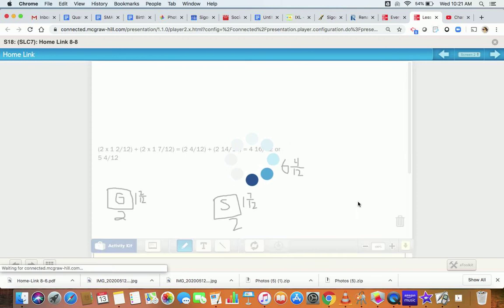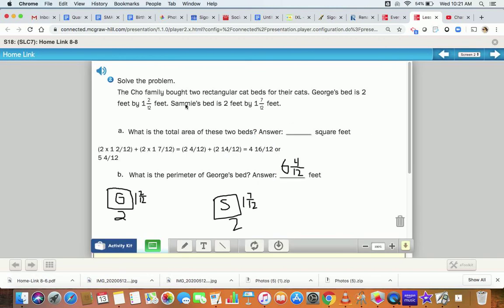Okay, number 2, now we have cat beds. The Cho family bought 2 rectangular cat beds for their cats. George's bed is 2 feet by 1 and 2/12 feet, and Sammy's bed is 2 feet by 1 and 7/12 feet. And they want to know the total area of the 2 beds. For this problem, we have to add the 2 areas together, so it doesn't matter what order we put it in. So 2 times 1 and 2/12 plus 2 times 1 and 7/12 will be our equation.